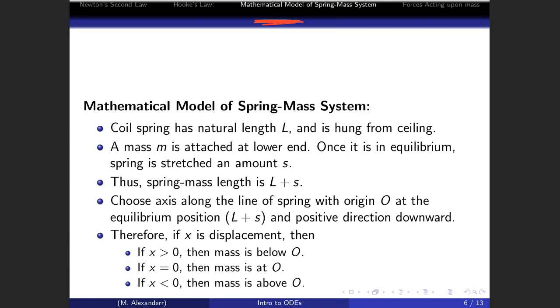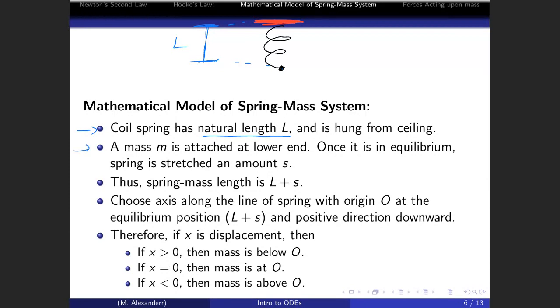The red part is the ceiling, and on the ceiling we have a spring that we attach to it, and there's a loose end at the bottom. Before we move on, I want to say that the first item says a coil spring has natural length L. And what that means is that the length of the original spring, without doing anything to it or putting anything on it, the natural length, is L.